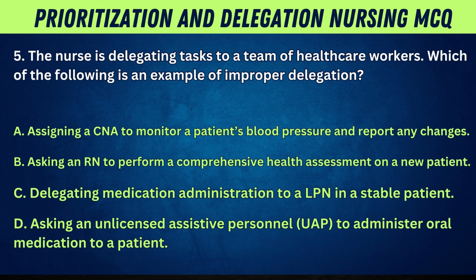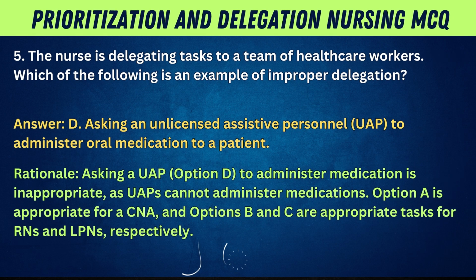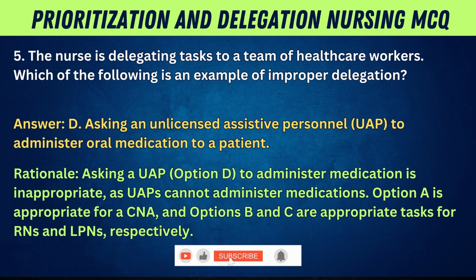B. Asking an RN to perform a comprehensive health assessment on a new patient. C. Delegating medication administration to a LPN in a stable patient. D. Asking an unlicensed assistive personnel, UAP, to administer oral medication to a patient. Answer: D. Asking an unlicensed assistive personnel, UAP, to administer oral medication to a patient.